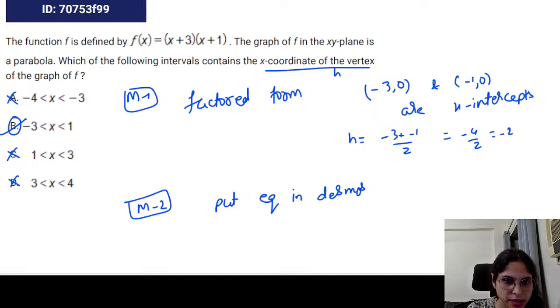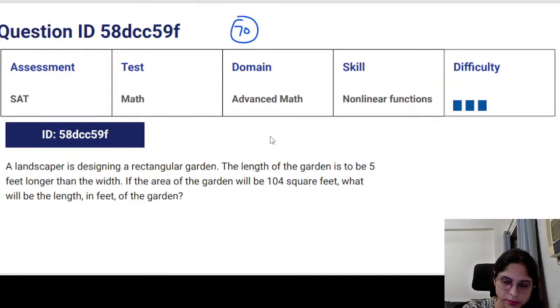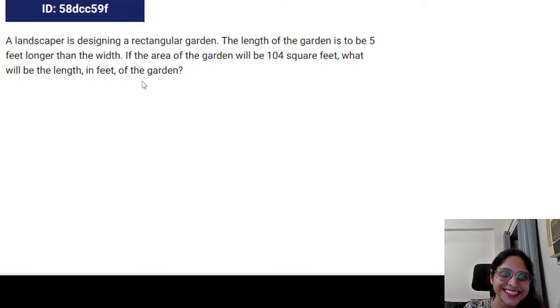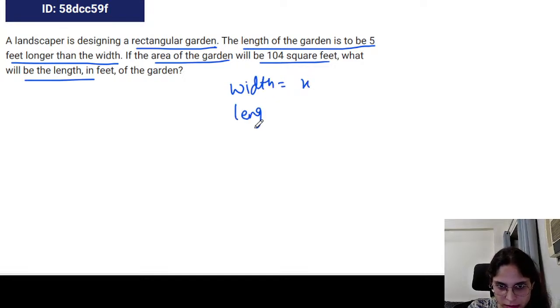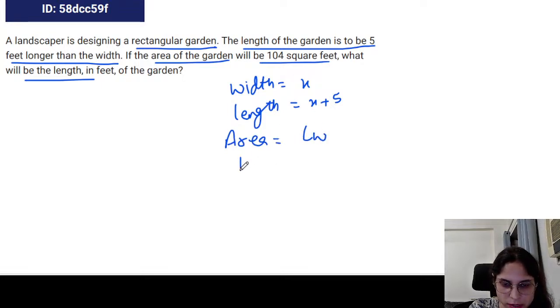Next is question number 70. Again we have a rectangular garden. So this is an area problem. Length is 5 feet longer than width. Area is 104. What will be the length? So here you will assume width is x. Length is 5 feet longer, that means x plus 5. And area is LW. Area is given as 104. So 104 equals x times (x plus 5).